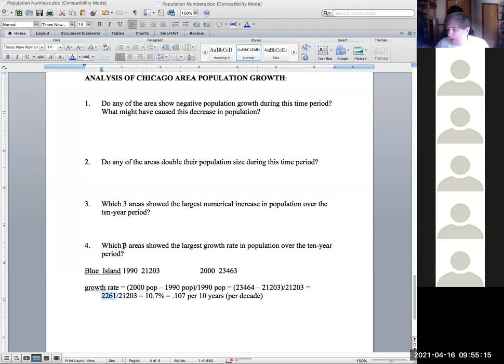You could live in a small town, and if the population was 10 in 1990 and it was 20 in 2000, the population doubled in 10 years, but it only increased by 10 people. So the numerical increase wasn't large, but the percentage increase was very large.